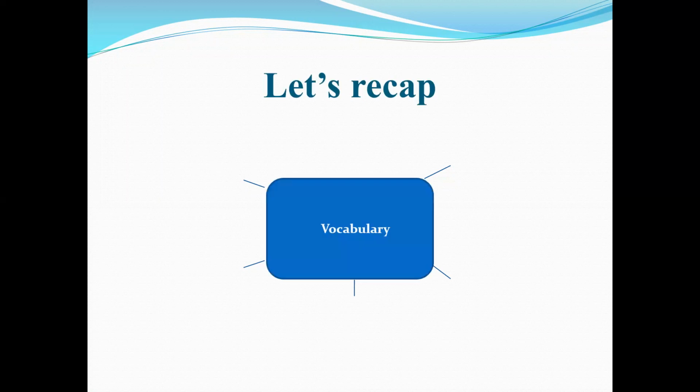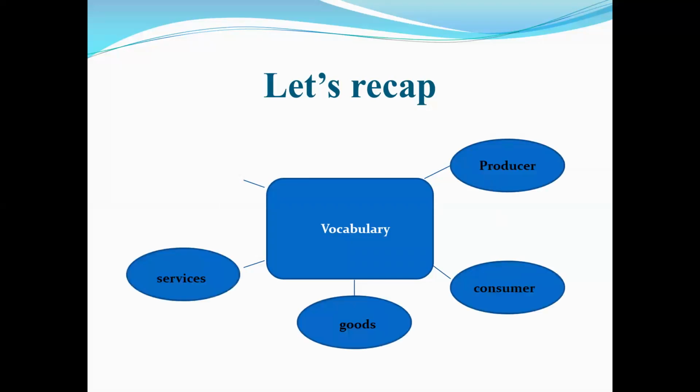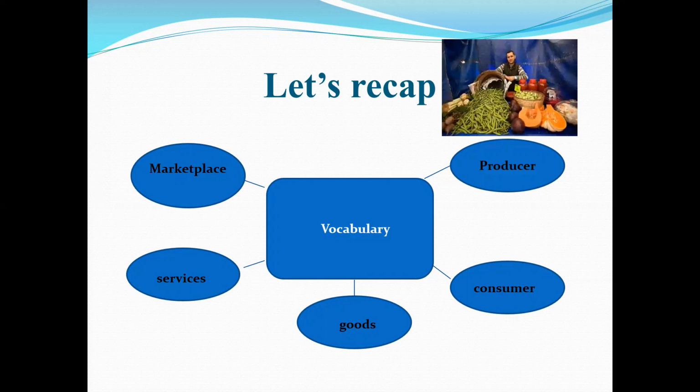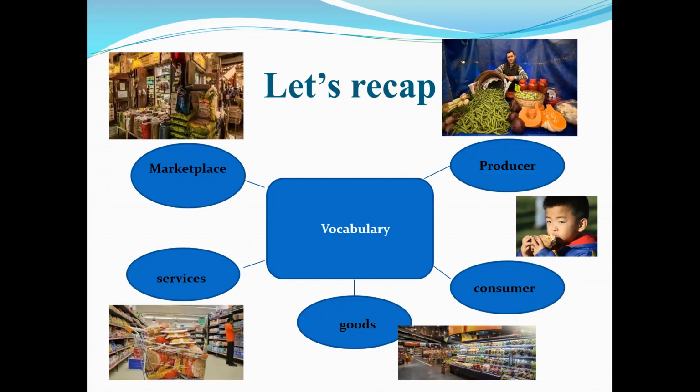So what are the vocabulary words? The two main ones. Very good. Producer, consumer, goods, services, and marketplace. Let's take a look at the images. That's a producer, consumer, goods, services, and marketplace. Please remember these vocabulary words.